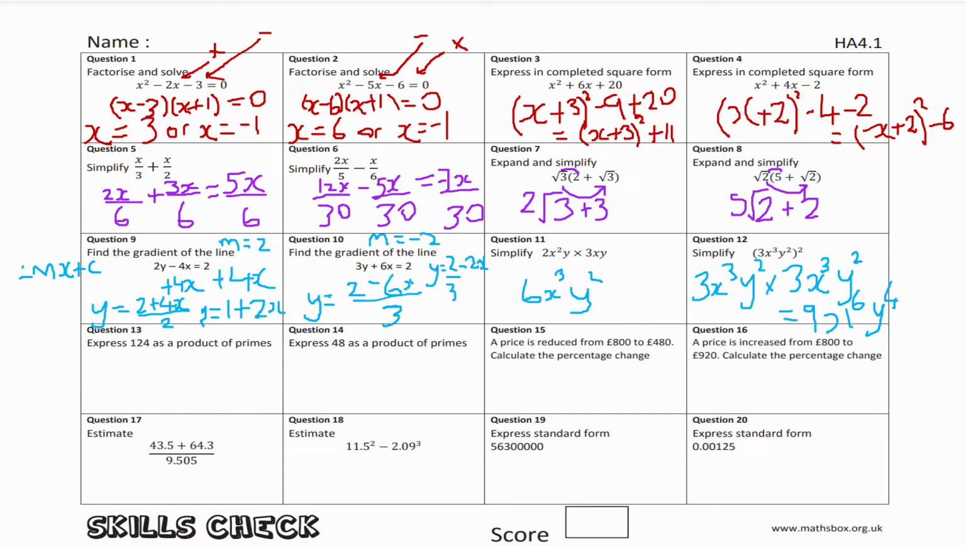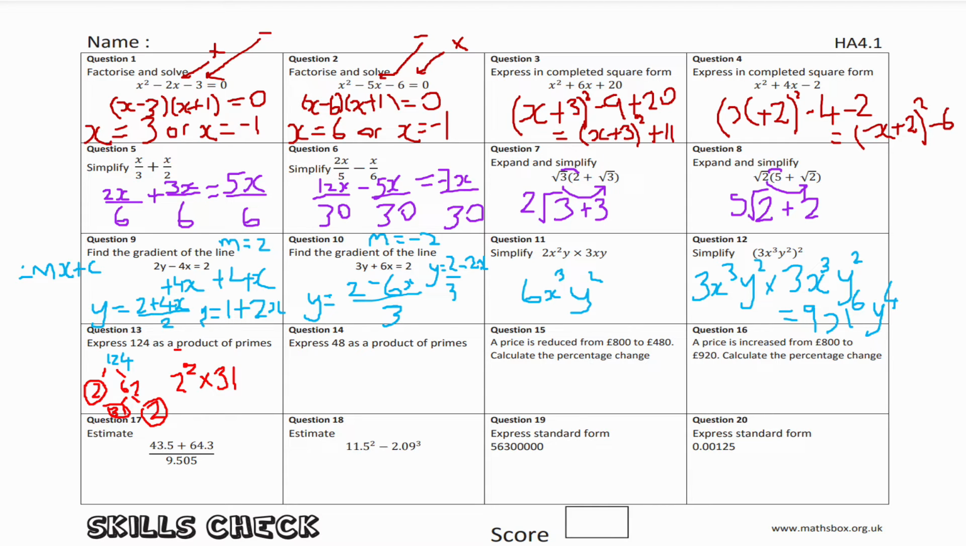This is question number 13. Express 124 as a product of primes. So decomposing this, let's just change colour. So I can simplify that into 2 and 62. And I'm going to put a circle on the 2 because it's a prime number. 62 decomposes to 31 and 2. 31's a prime, 2's a prime. So my answer is 2 times 2, or 2 squared, times 31. And that is expressing 124 as a product of primes.